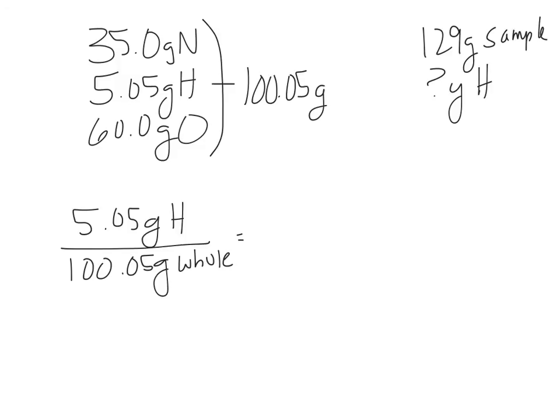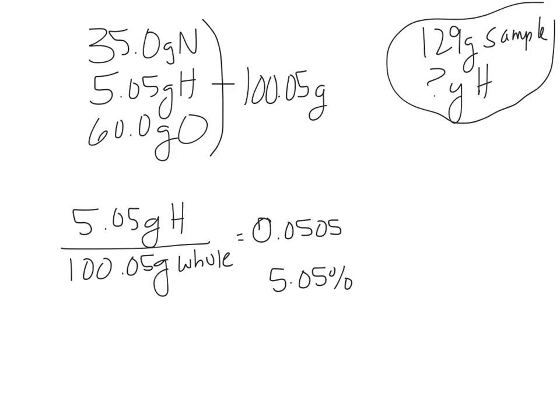And so what percent is that exactly? 0.0505, great. So 0.0505, which is 5.05%, right? So if I was just ending on a percent composition, I'd say that, because it's so close to 100. But that means that in any substance, if I take a 129 gram sample, well, 5.05% of that sample would be hydrogen. So I would do 5.05% of the 129 is going to be the grams of hydrogen, right?